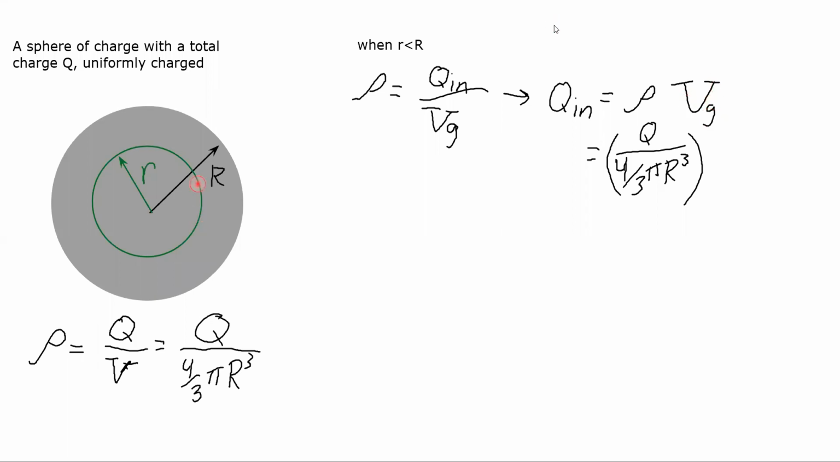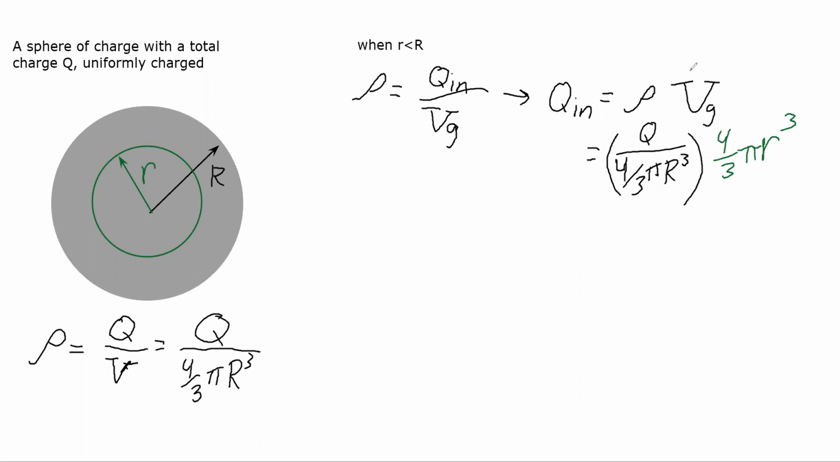So the volume of my green sphere. Okay, well, it's still a sphere, so I'm still going to use the same equation. So 4/3 pi. And instead of capital R, since I'm talking about the Gaussian surface, I'm going to do lowercase r. And all we need to do now is simplify.